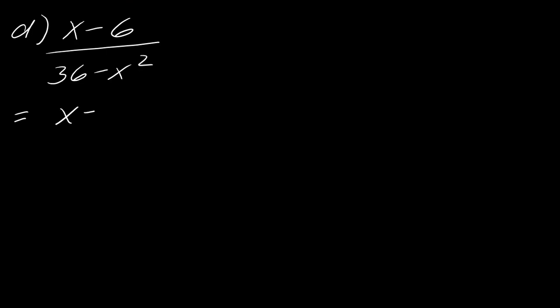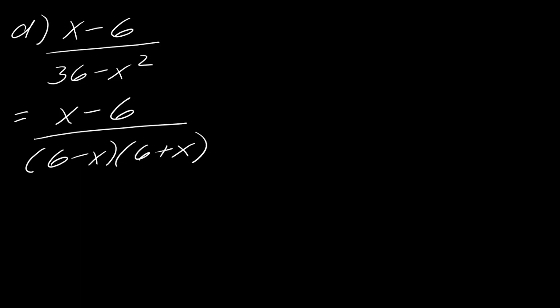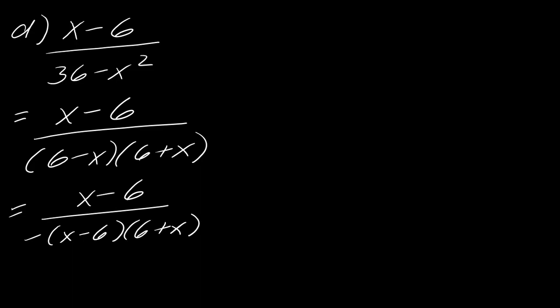Okay, so I'm going to go ahead and factor this. So this is going to be 6 minus x and 6 plus x. Make sure you have your order here right. And now you can go ahead and factor out the -1. Cancel out your x minus 6's. So remember, you've got to have a 1 as a placeholder on top. And then you can just write it like this. Okay, great. So continuing on.